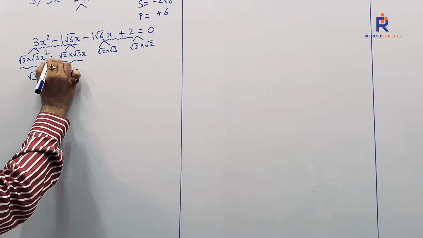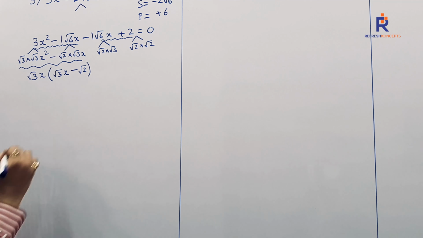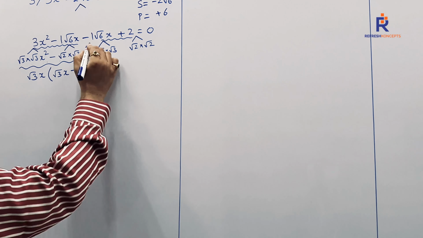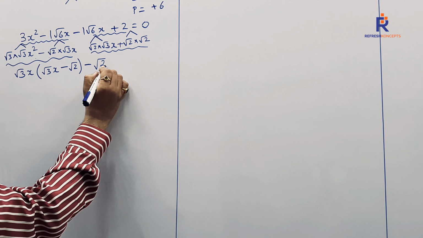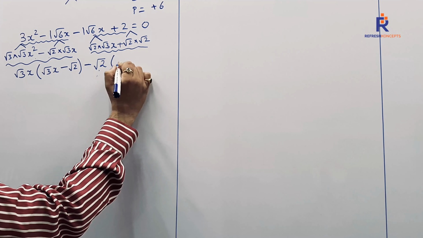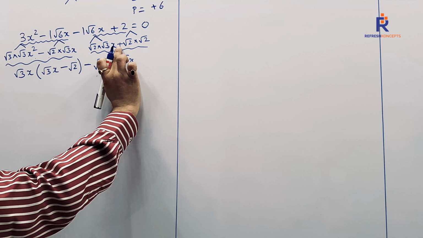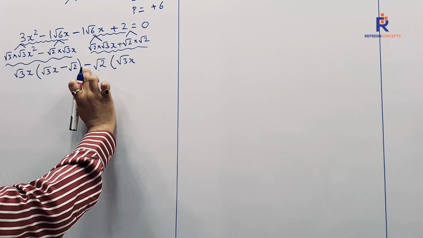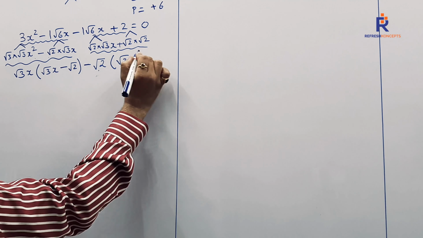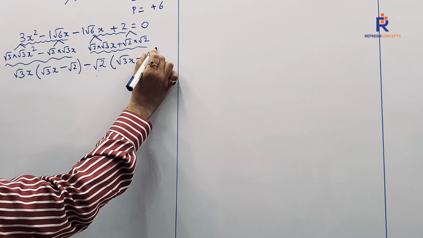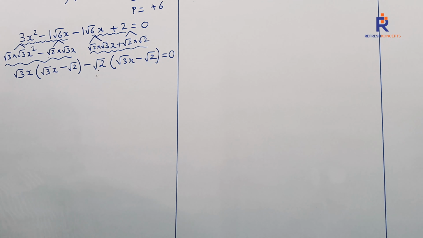Root 3x is common, so what am I left with? Root 2. Again, here, minus. Now, children, here also, I'll say x. Tell me now, what is common? Can I say root 2 is common? Indeed, root 2 is common. Then, here, root 3x. Here inside, it's plus, but we have already taken minus, so my sign changes and I shall write down minus 1 root 2 outside. What I am left with is equals to 0.